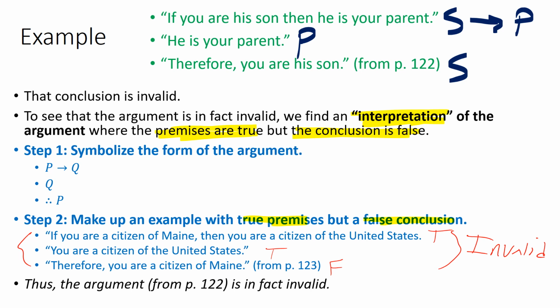And thus the argument from page 122, this one up here, is also invalid. It has different material content, so to speak, but it has the same structure, the same form, namely this right here. So this method can be used to show that an argument is invalid. And that's what we're going to be doing in the next few problems.